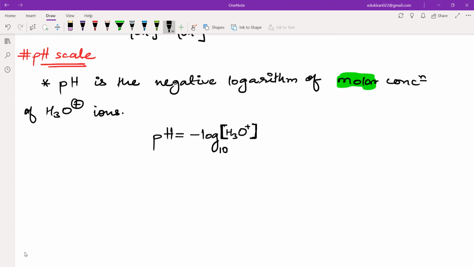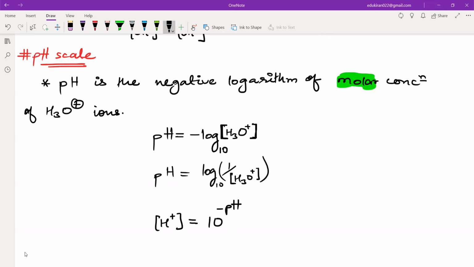Let me know if you're done writing this, then we will talk about logs. Also write one more: pH is equal to log 1 upon the concentration of H3O positive. You can also write the concentration of H plus is equal to 10 to the power minus pH. So these formulas, learn by heart, this formula and this formula. Very important.